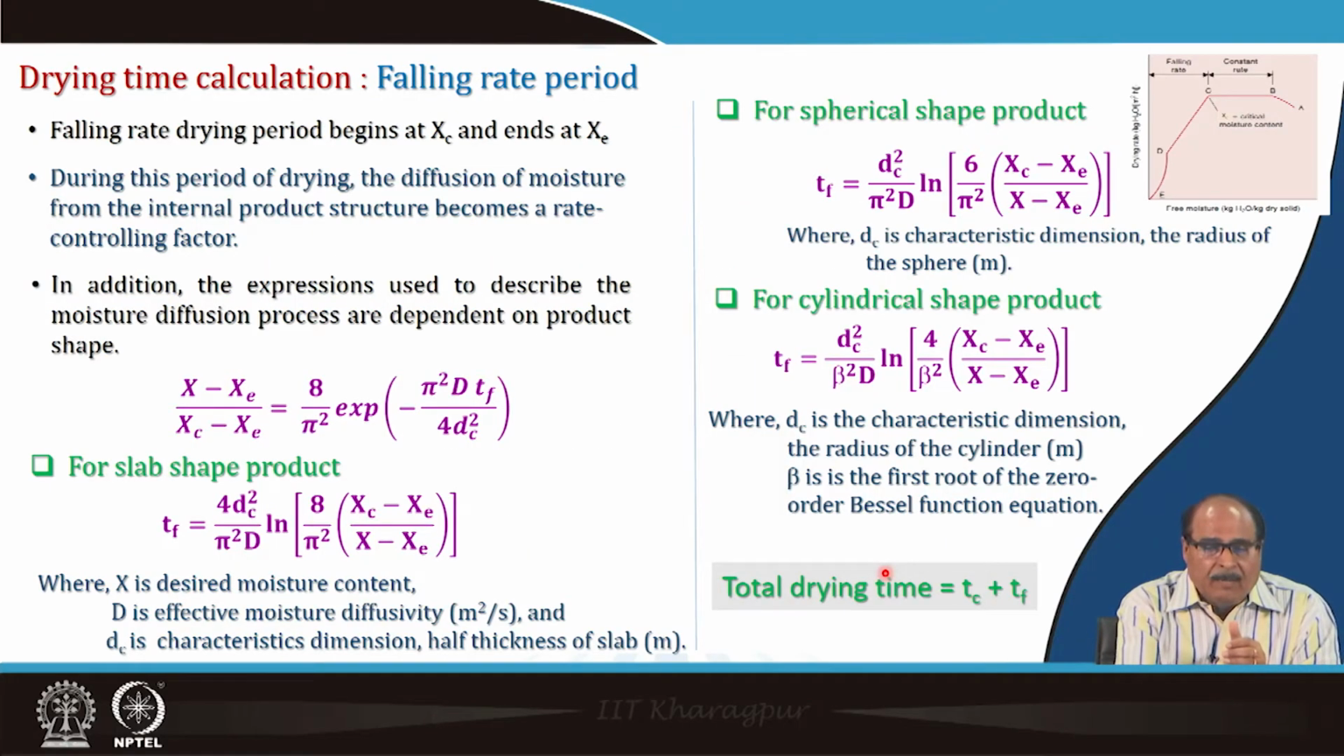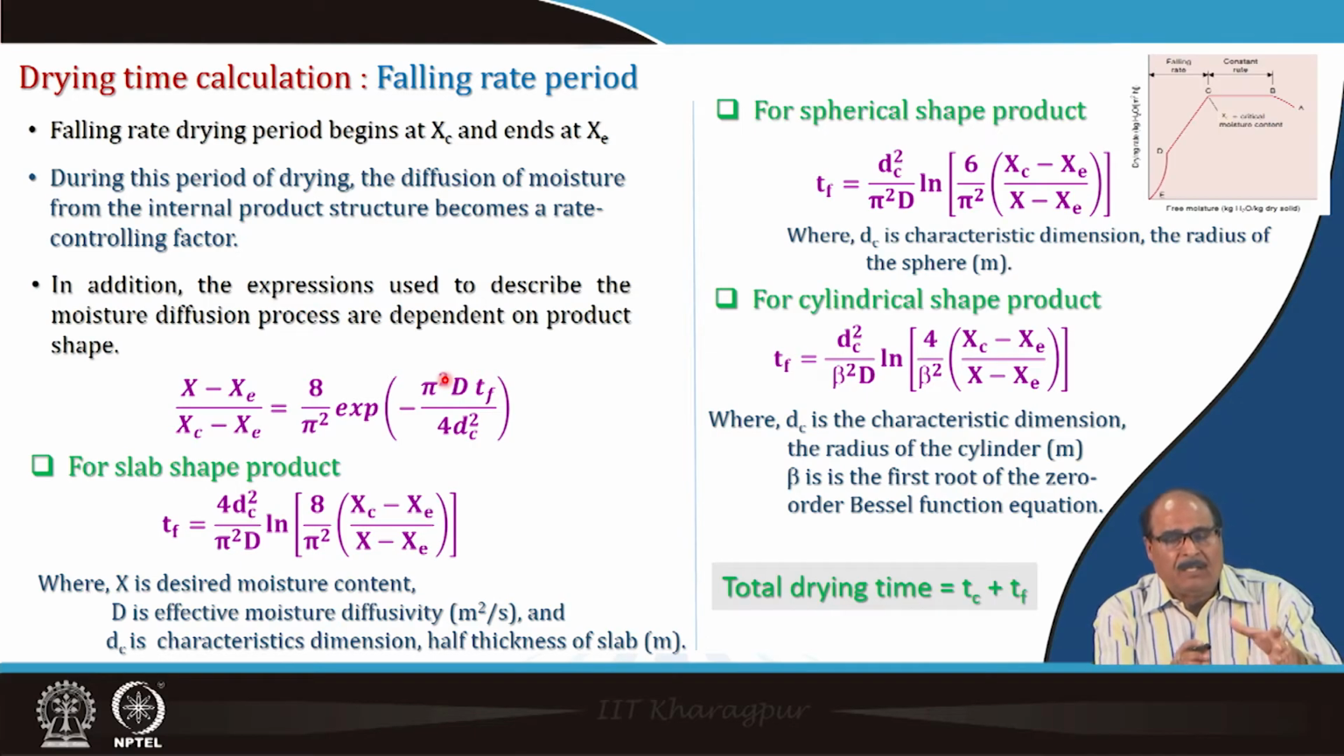Similarly, in the falling rate period, the equation is given as (X - Xe) / (Xc - Xe) = 8/π² exp(-π² D Tf / 4d²), where small d is the characteristic dimension of the commodity and capital D is the effective moisture diffusivity. And this will depend, in the falling rate period, on the shape of the product, whether it is a slab shaped product, a spherical shaped product, or a cylindrical shaped product.